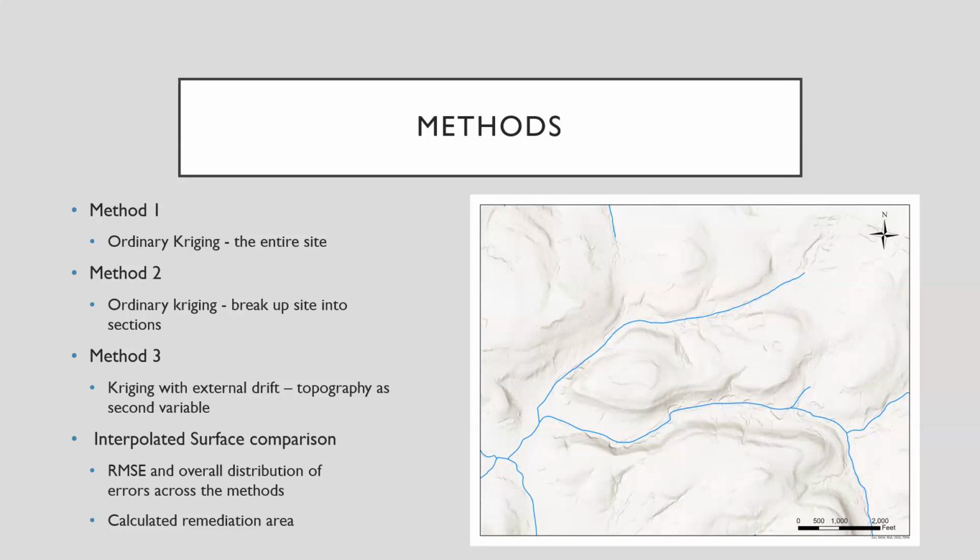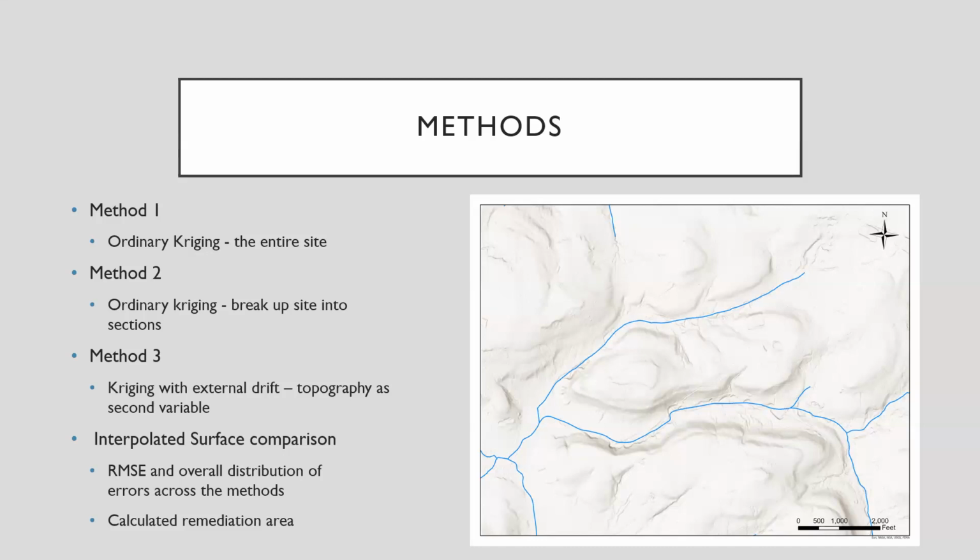Previous research has suggested a possible relationship between elevation and lead levels. This relationship can be incorporated with an external drift, which is the third model I will examine. In this kriging method, a trend surface based on elevation would be incorporated into the prediction. Given the topography of the site, which is shown on the map on the screen, the observed relationship between lead levels and elevation will be used to update ordinary kriging estimates.